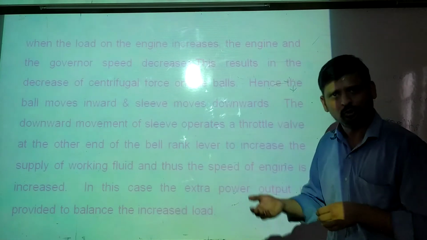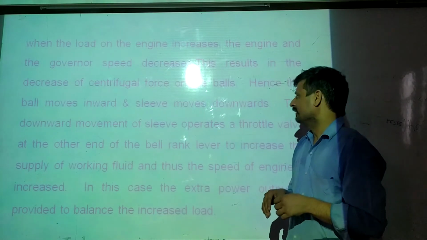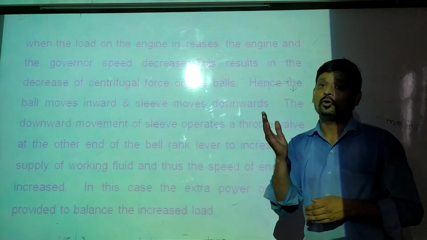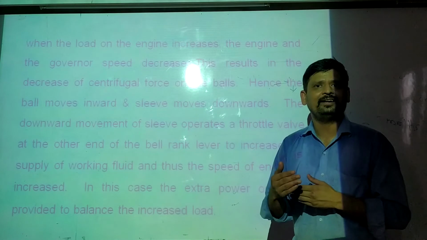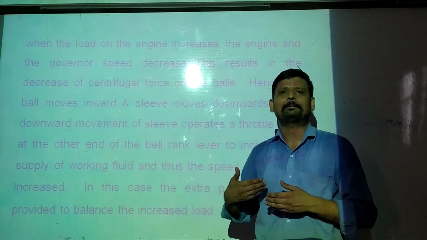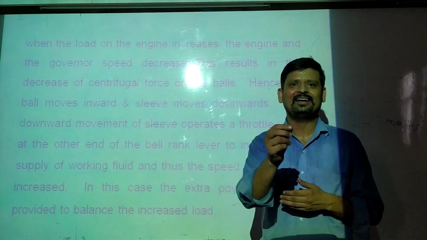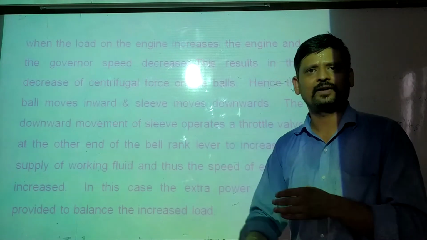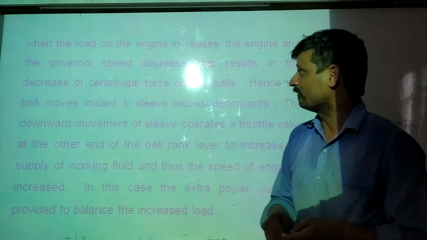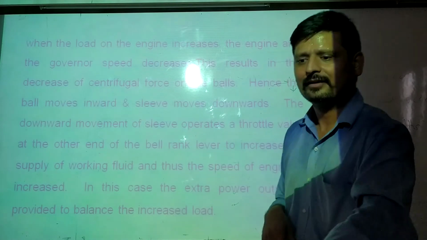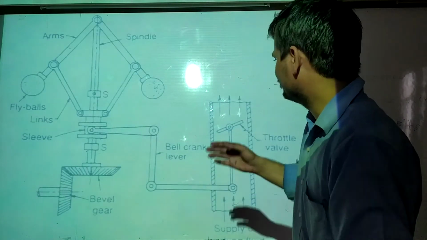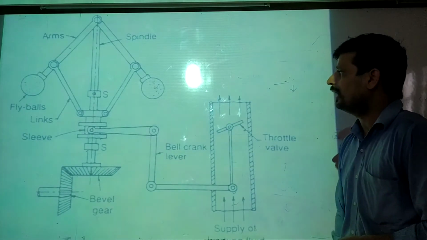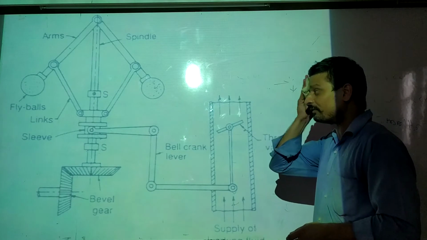So a mechanism that is known as bell crank lever mechanism automatically controls the throttle valve and opens or closes it in such a way that the supply of the fuel will automatically regulate. Okay. So this is the overall working of a mechanical governor or simply a centrifugal governor. So this shows a simple layout or diagram of a mechanical governor. Let's discuss it.